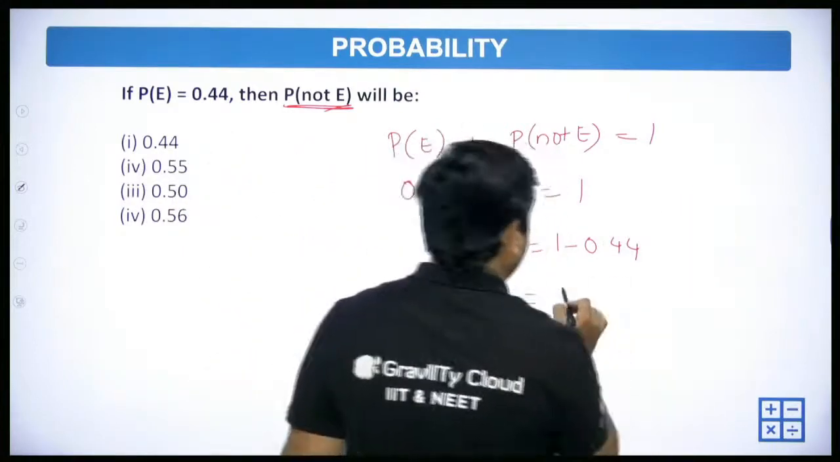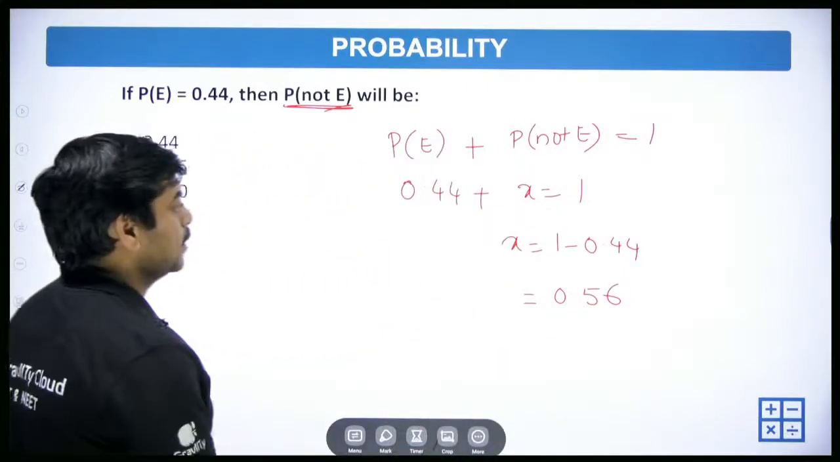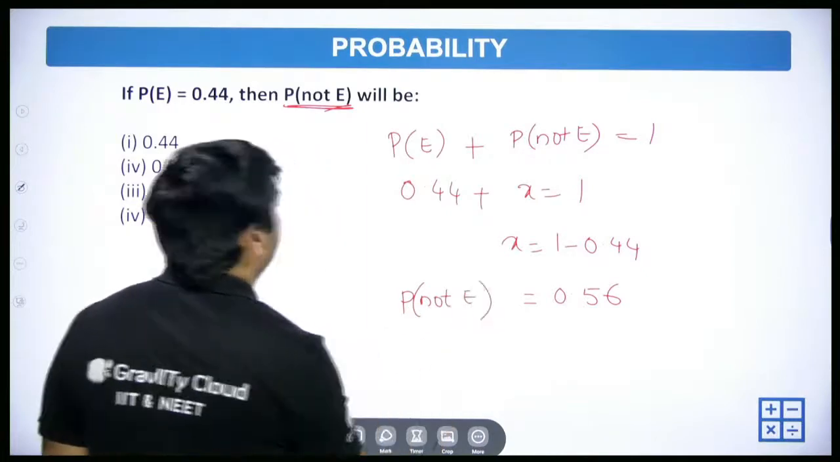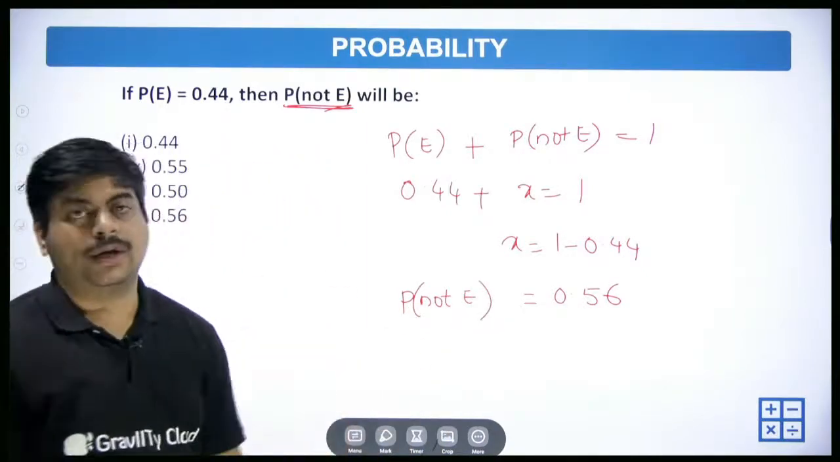So it will be 0.56 if I'm not wrong. Careful, check that. Right, that is 0.56. Okay, that is the probability of non-occurrence of E, or probability of not E. The total sum is always equal to 1.